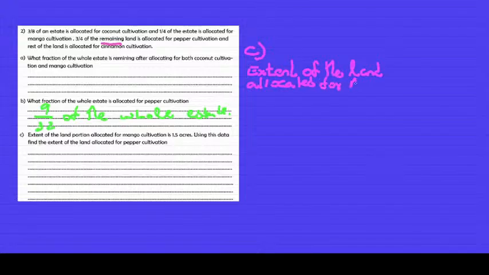So question C. The extent of the land allocated for mango cultivation. We have been told it is 1.5 acres. So let's write that, 1.5 acres.